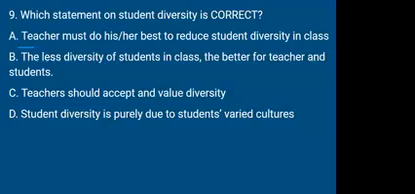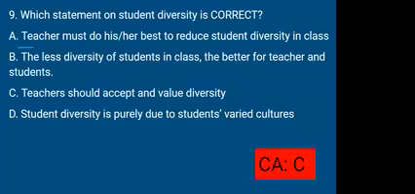So what's your answer? I can see in our chat box they are answering letter C, letter C, letter C. Yes, very good. It's pretty obvious. The correct answer for this one is letter C: teachers should accept and value diversity. Because letter A, teacher must do his or her best to reduce student diversity in class. Like how? How can you reduce it? The backgrounds of the kids are really different.